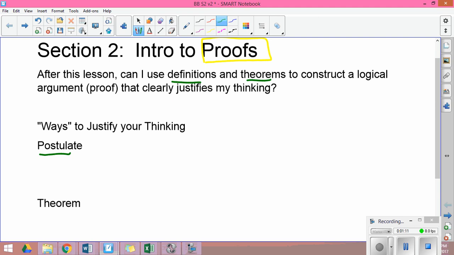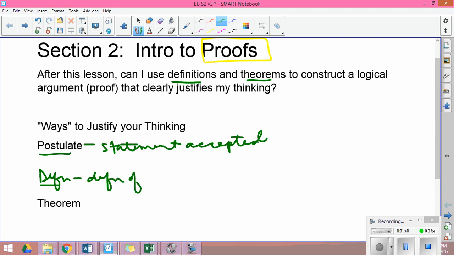So a postulate, just for definition, is one of the ways to justify our thinking, and that's a statement accepted as true. And we're not going to spend a lot of time going through which ones are postulates and which ones are theorems, but just to know if you run across that word, that it's an okay math rule to use. The one that's not on here are definitions, and that's literally what that is, a definition of a math property or term. Math, we'll just say term for right now. Those are legal rules that allow you to do things. And a theorem is a statement which has been proven.